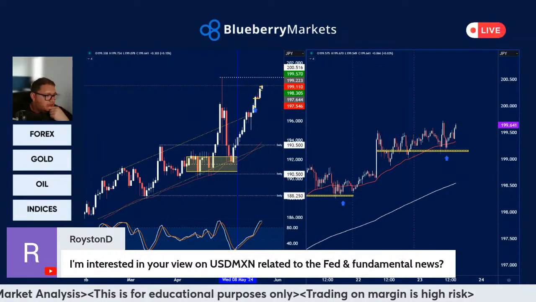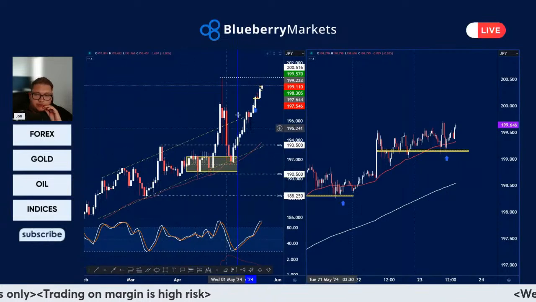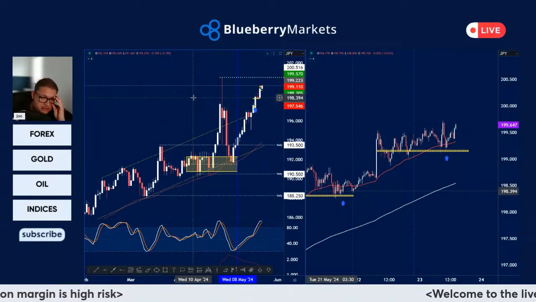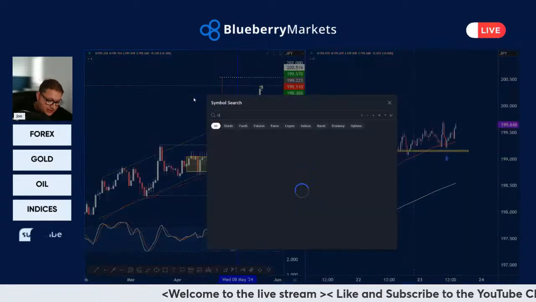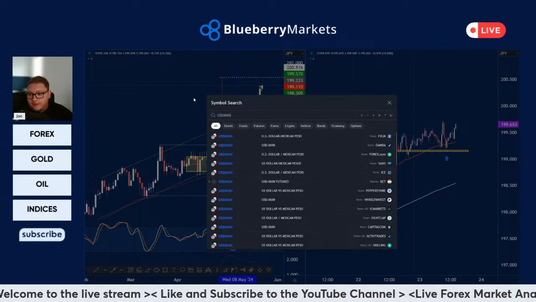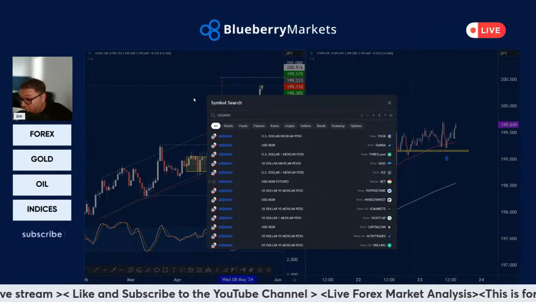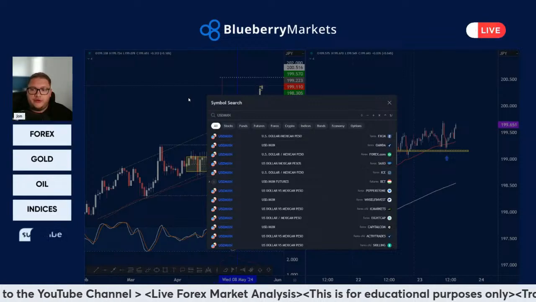Sorry, sending a message here, Royston. Interesting new view on dollar Mexican peso related to the Fed and fundamental news. So yeah, it probably will have an impact. Anything dollar based and dollar news will definitely have an impact on dollar peso. I haven't actually looked at dollar peso for a very long time. At one point, it was one of my favorite charts, just because the carry trade here is so good, right?